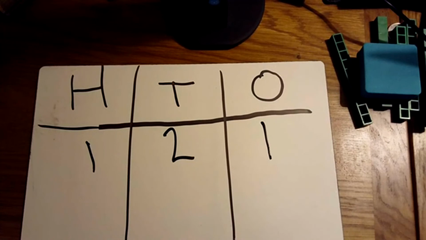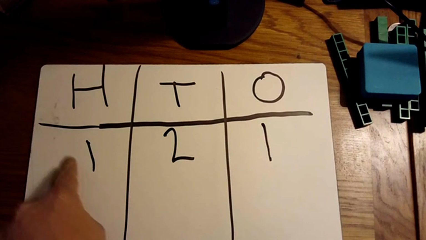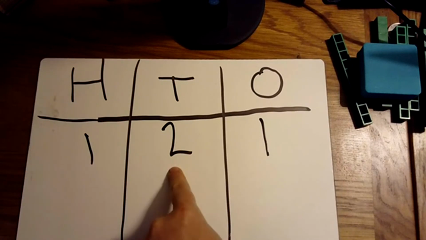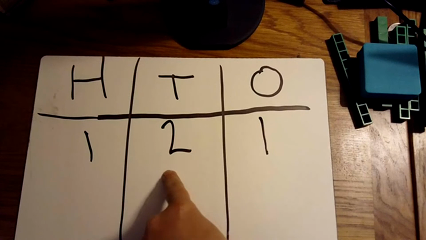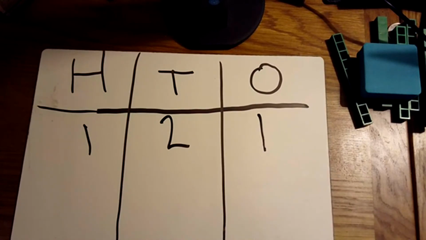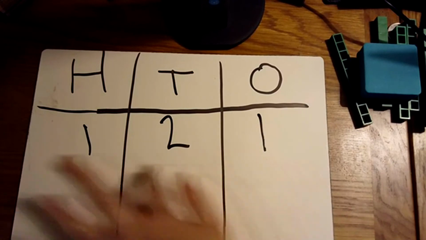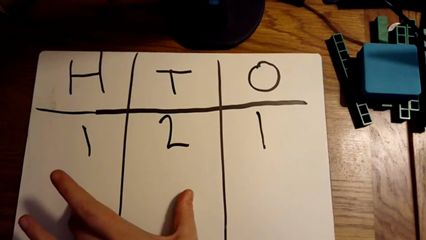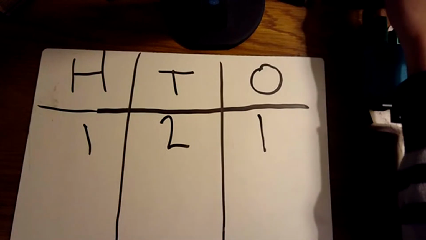So I have here in my place value chart the number 1 in my hundreds. My hundreds column is worth 1. My tens column is worth 2 tens, and my ones column is worth 1. So what I want to do now is represent this number, which I've already written in my place value chart, using my Deans. So let's start off with what we know.